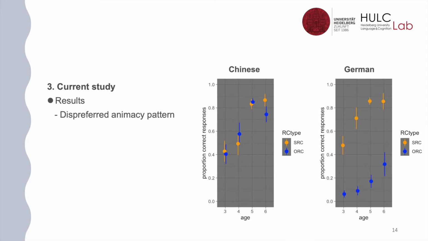Now let's turn to the dispreferred animacy pattern. As can be seen here, the overall better performance of the Chinese children and the increasing trend with the age are maintained in this pattern. However, the changes in the animacy pattern also lead to some changes in the performance of children, which is reflected in the modification of the SRC advantage observed in the preferred pattern in both Chinese and German.